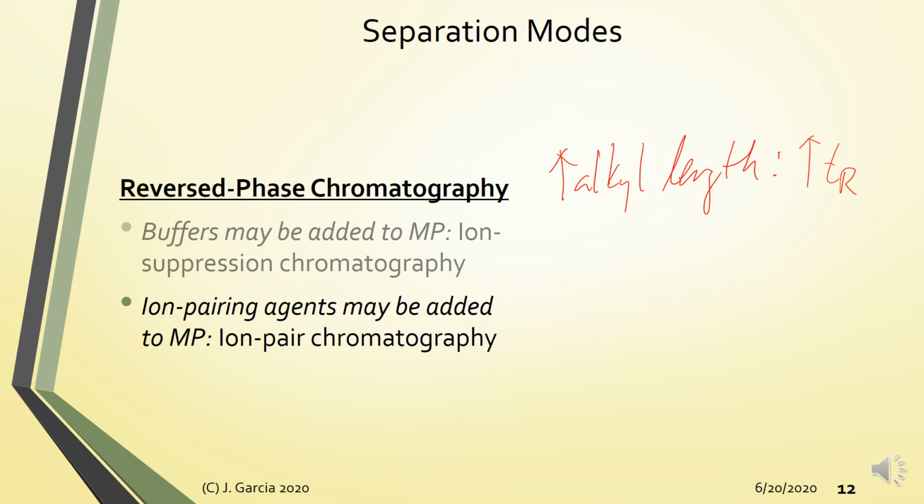Because remember, these are salts, and salts, in the long run, will ultimately damage our reverse phase column. So you have to be careful. As I mentioned in the earlier slides, we have to really wash the column with water after using the column with a mobile phase that has buffer and ion pair agent.